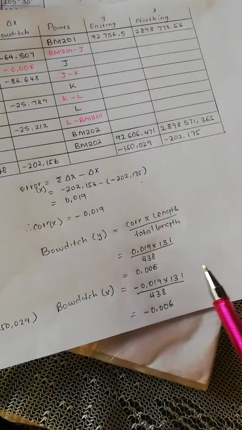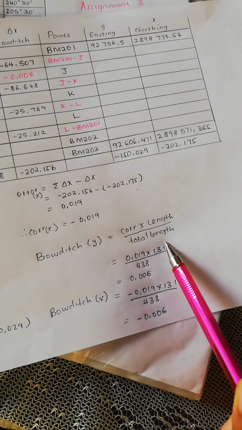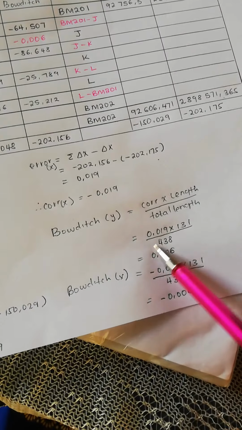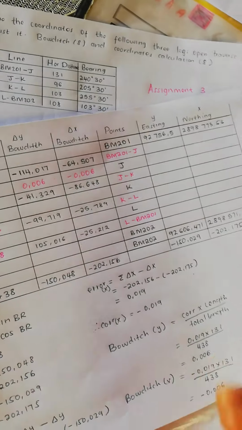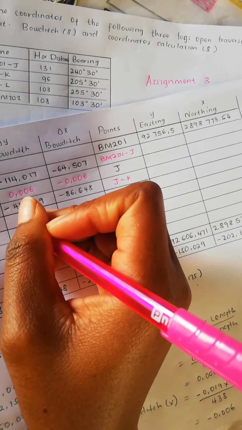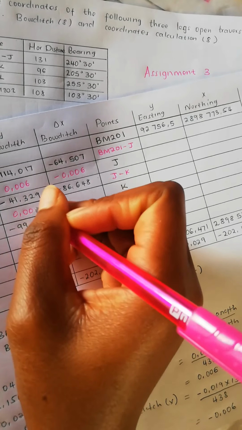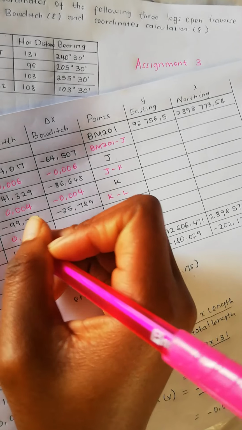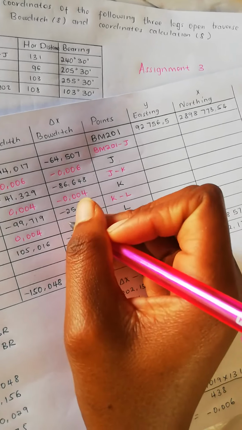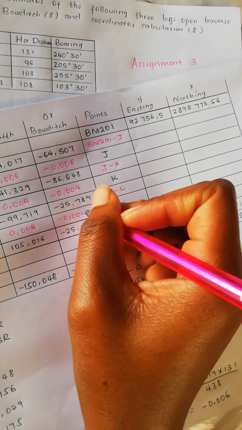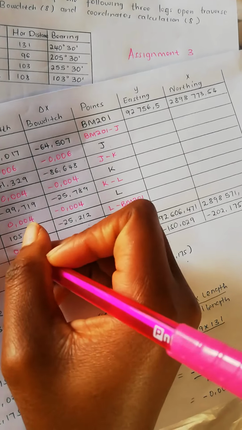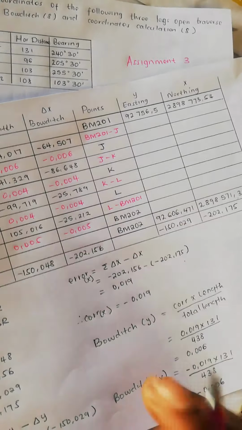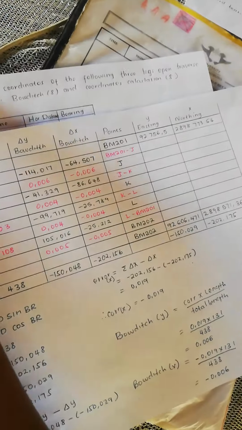So for the second one, the correction doesn't change, but the length will change. You will use 96, and the total length doesn't change. So here I got 0.004, minus 0.004, 0.004, minus 0.004, and then 0.005, minus 0.005. I got these values.